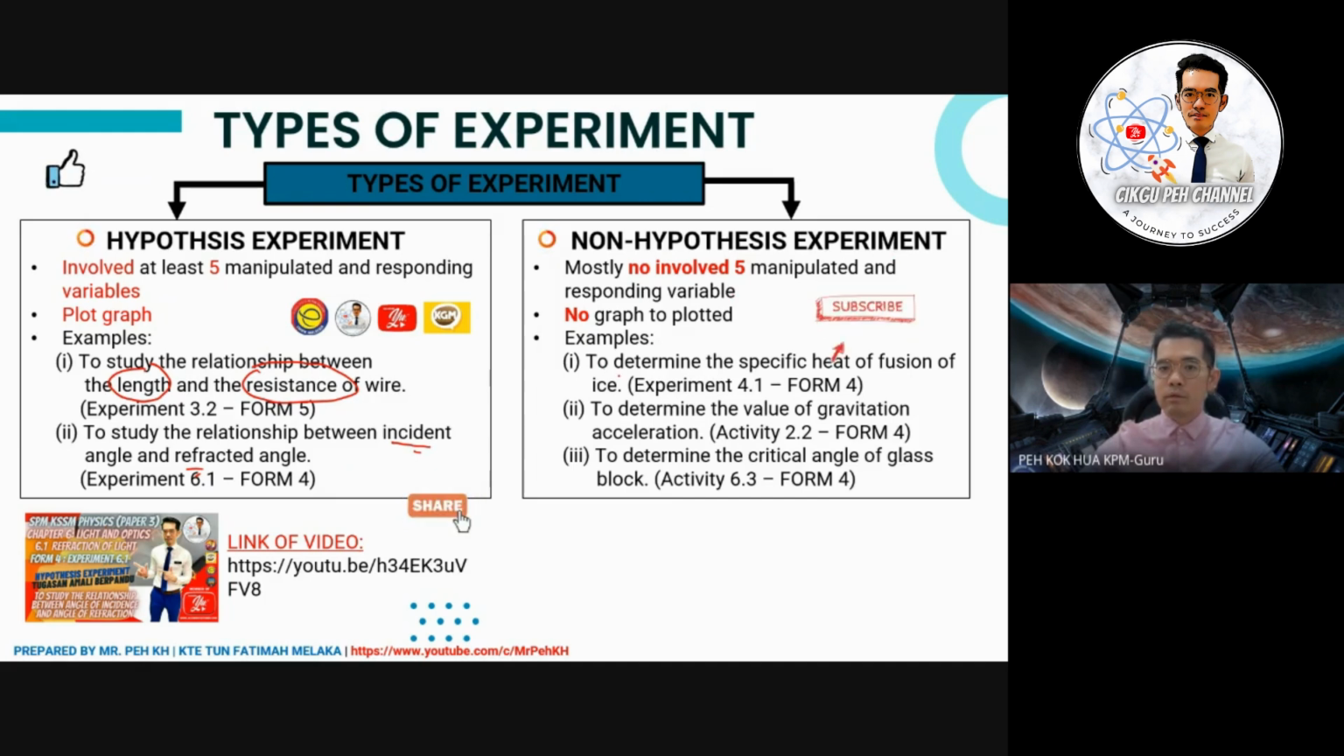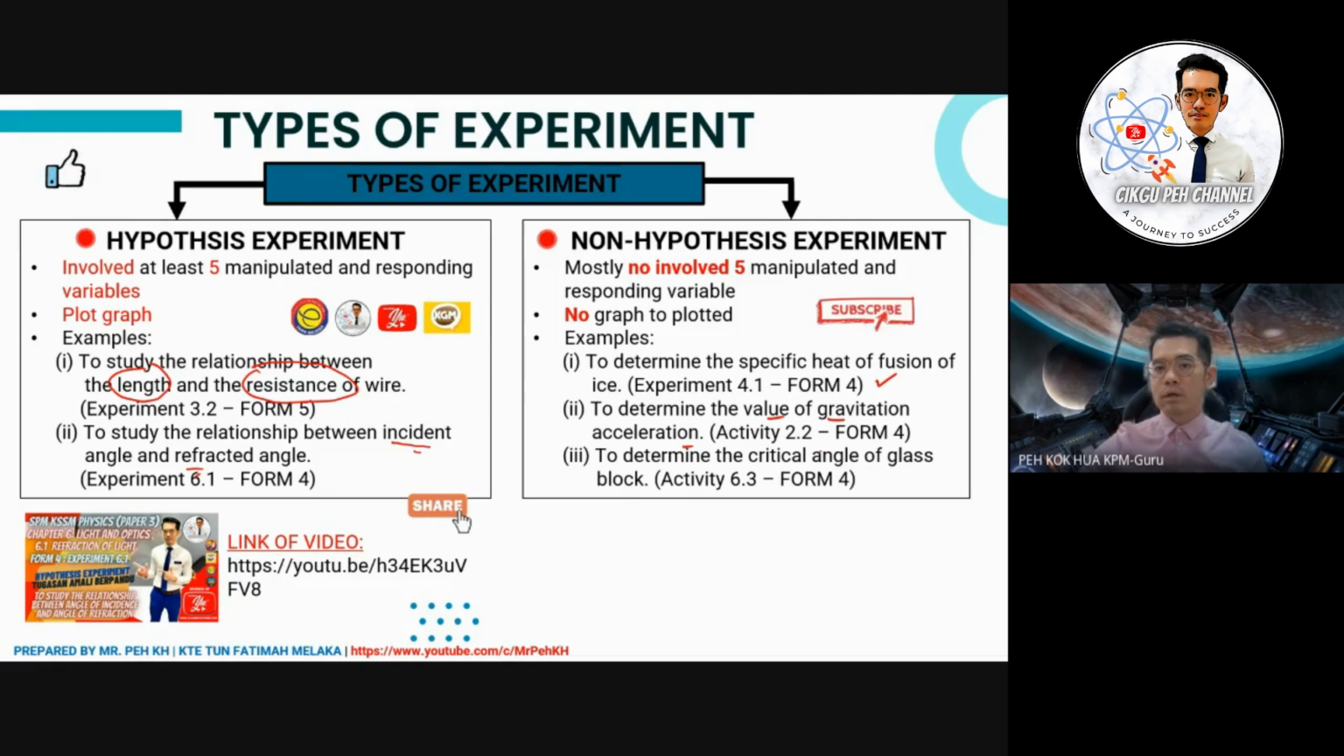So first will be to determine the specific latent heat of fusion of ice, where you have also already gone through the experiment together with your teacher. This is one of the compulsory experiments in the Form 4 syllabus, Chapter 4, Experiment 4.1. The second example will be to determine the value of the gravitational acceleration, activity 2.2, Form 4 syllabus. So you may see we just want to get the value of the gravitational acceleration through the experiment. Then the next will be to determine the critical angle of the glass block.